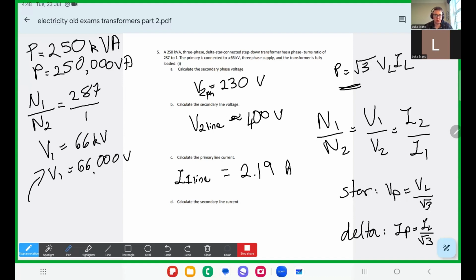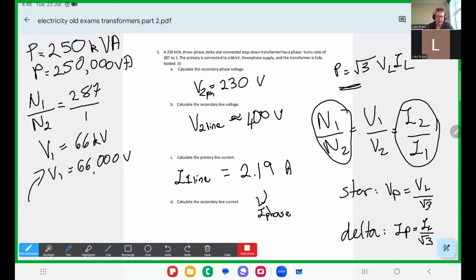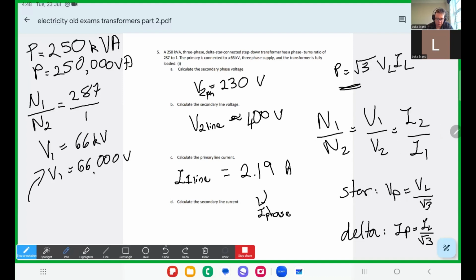There are a couple of ways I could do this. The way that I'm probably going to do it is using secondary line voltage and the power equation. I could also convert this to I phase, then use this equation here, and then convert what I get back. Let's try it both ways. It's really up to you which way you do it. Let's start by converting this.